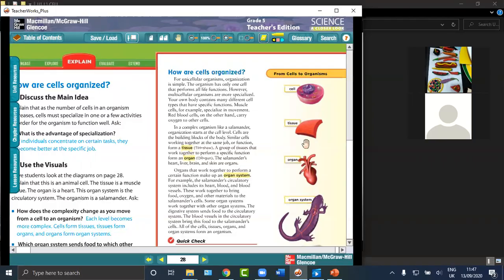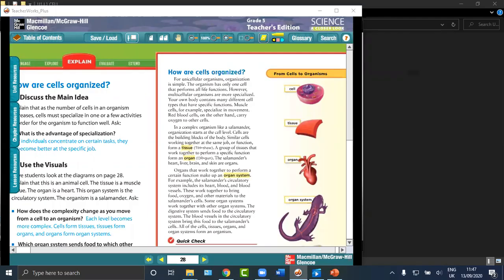What is the organ in the body? Who can give me an example of an organ in our body? Heart. Yes, your heart. The lungs. Your heart.